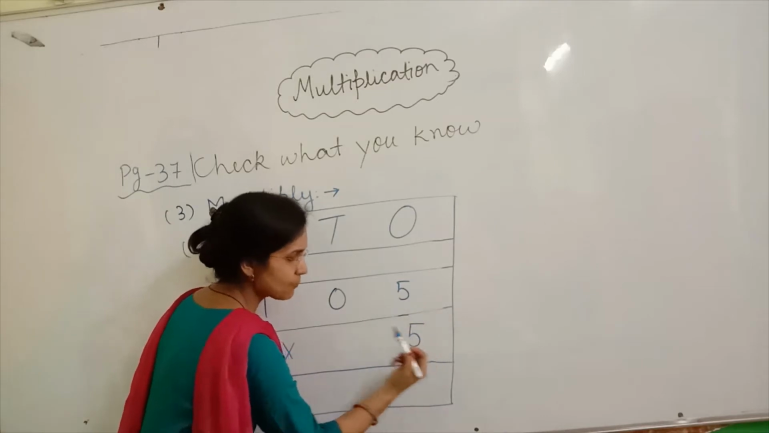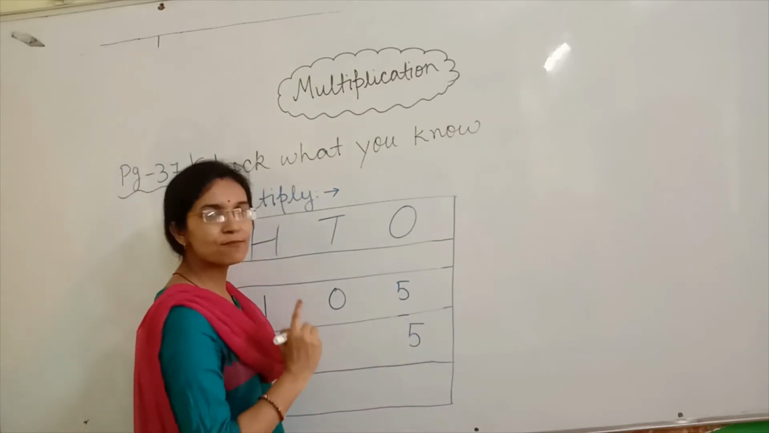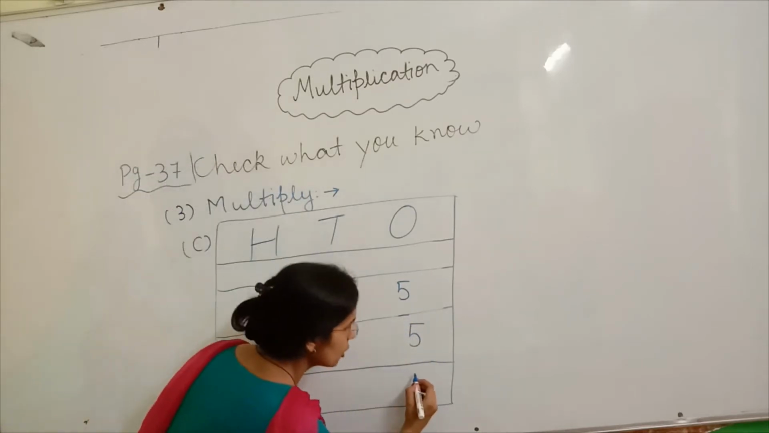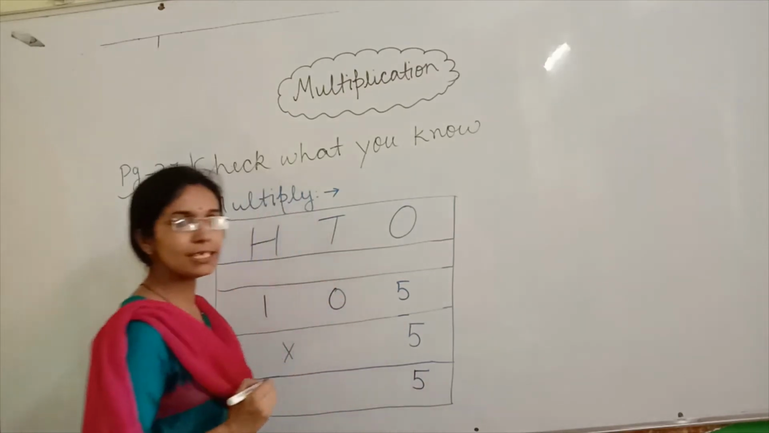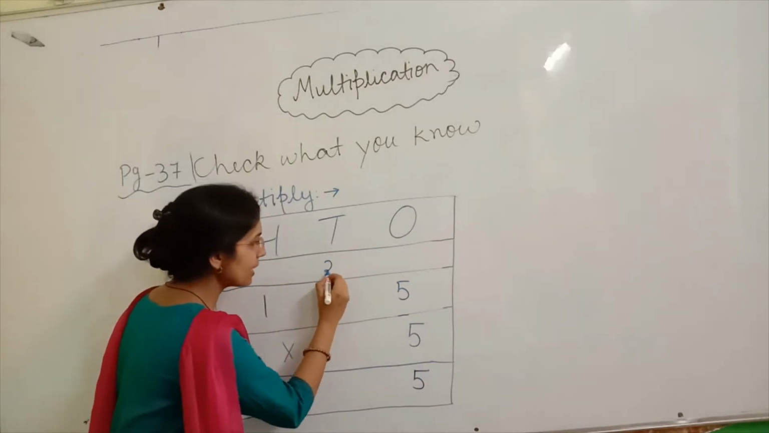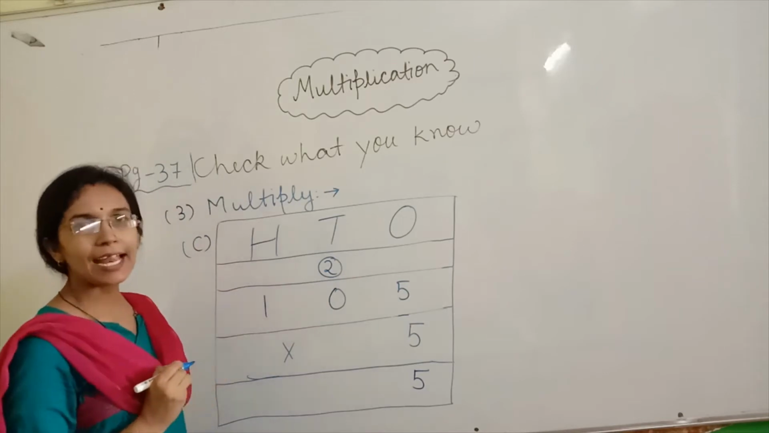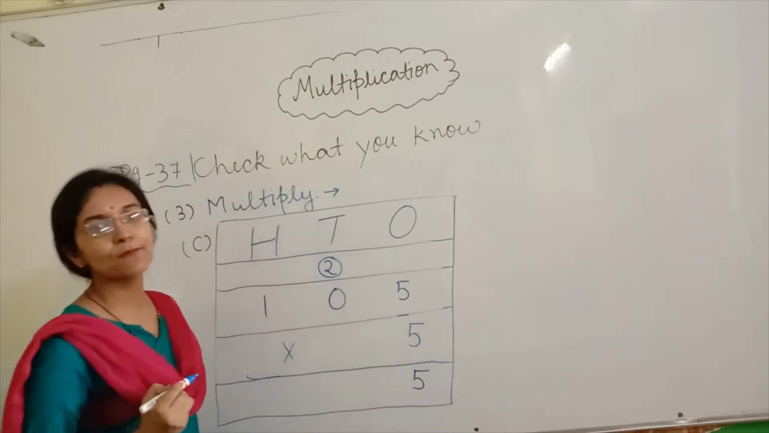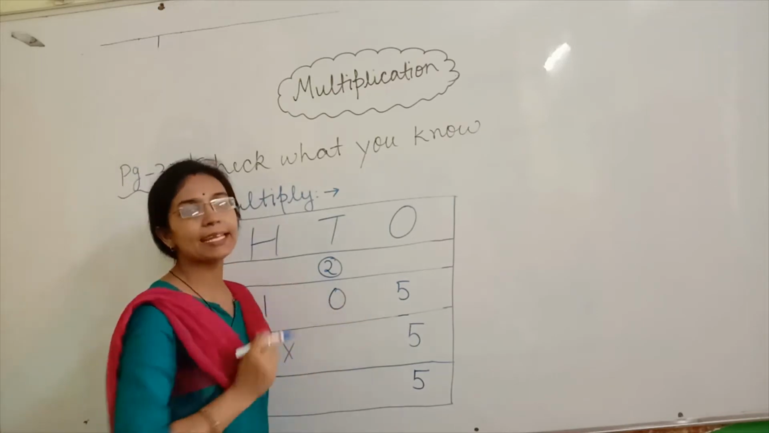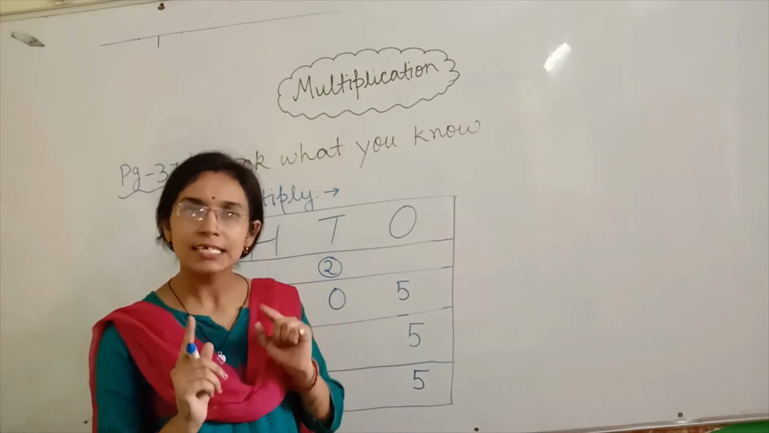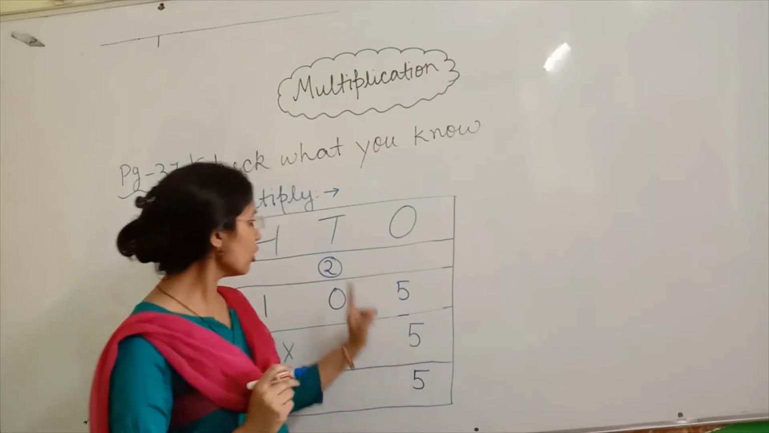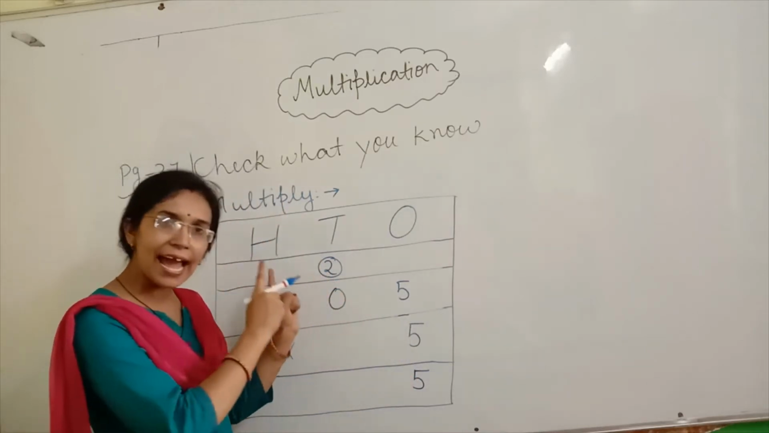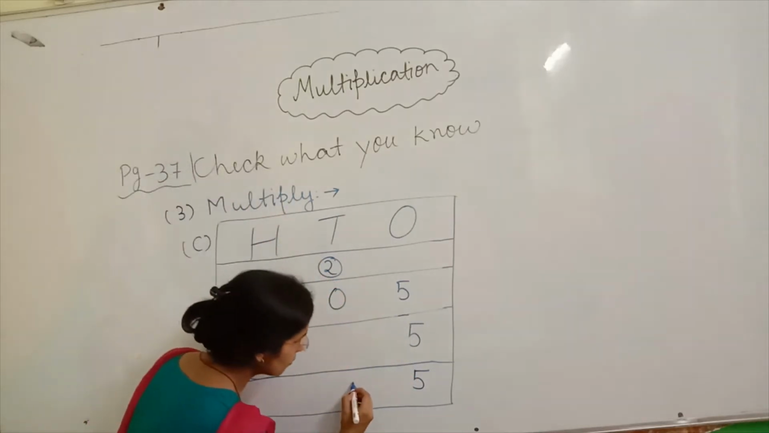5 fives are 25. So 5 will be written here and 2 will be carry over. Now 0 multiplied by 5. When we multiply any number by 0, we get 0 only. So 0, and this carry over will be added to that. So it will be 2.